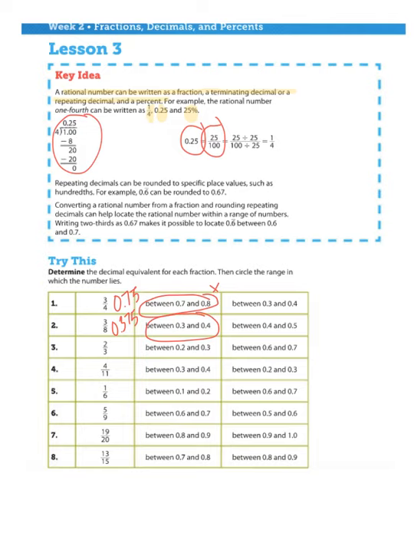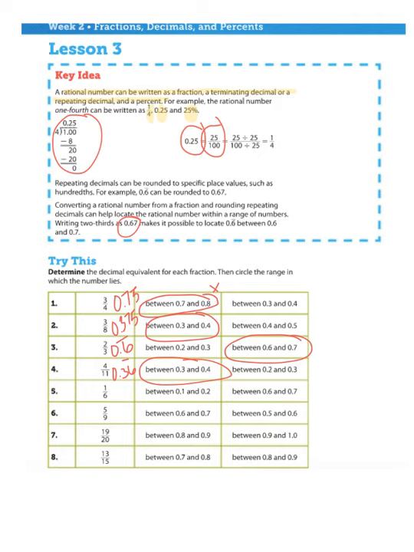2/3, 2 divided by 3 as a decimal, is going to be 0.6 repeating, which they also said you can round to 0.67. So is that between 0.2 and 0.3, or 0.6 and 0.7? Hopefully that one is a given. It's between 0.6 and 0.7. 4/11, 4 divided by 11, is going to be 0.36 repeating. Would that be between 0.3 and 0.4, or 0.2 and 0.3? That would be between 0.3 and 0.4.